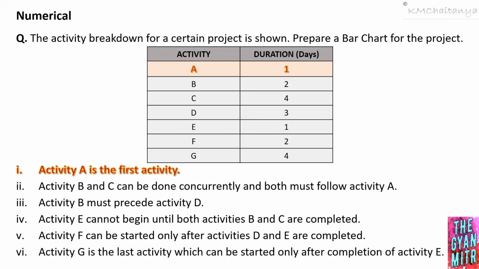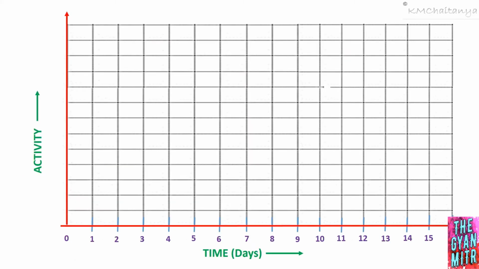So from the table we can see activity A, the duration is 1 day. Now we'll see how to draw this activity in a Gantt chart. So as mentioned, the Gantt chart consists of two axes. Horizontal axis or the x-axis represents the time elapsed, and the y-axis or the vertical axis gives us the different activities or the jobs that has to be performed.